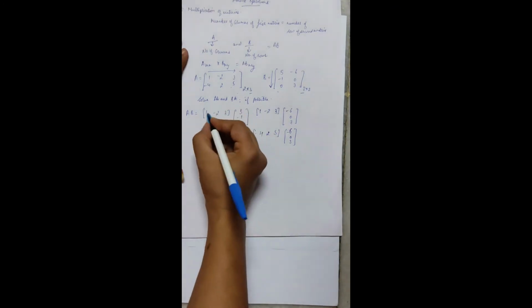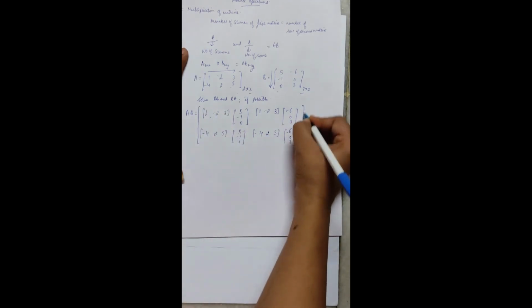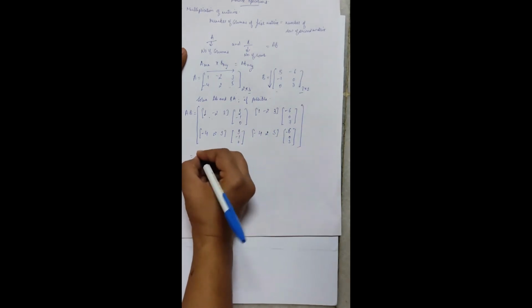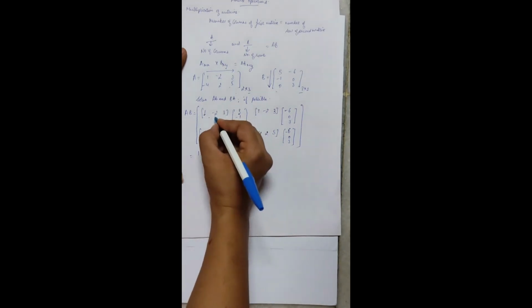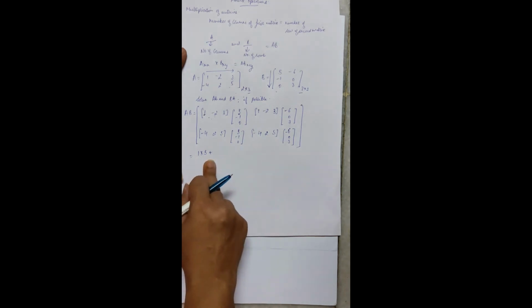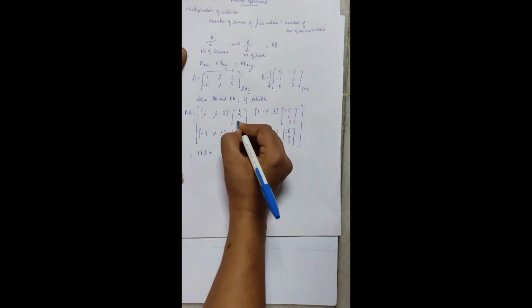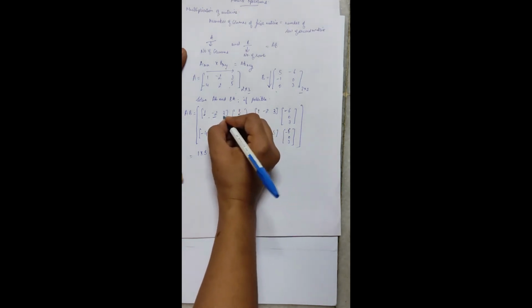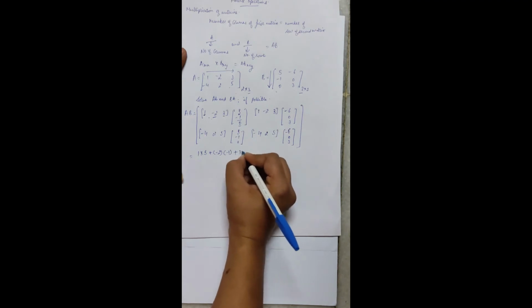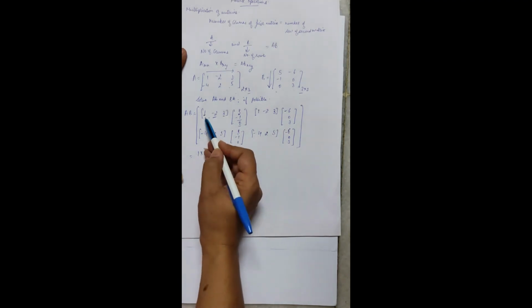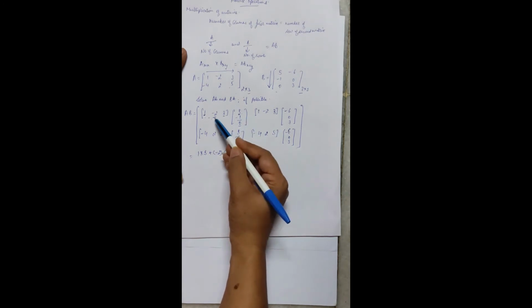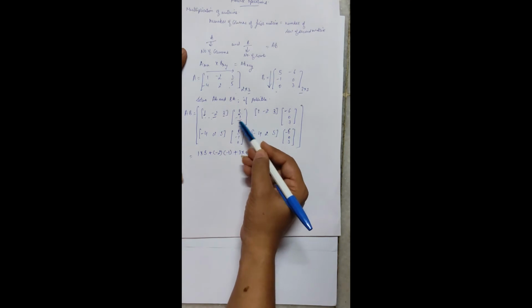This is my whole matrix. This way I will get 1 into 5, then plus sign, always use the plus sign. So minus 2 into minus 1, and plus 3 into 0. So the first element of the row into the first element of the column, the second element of the row into the second element of the column, and the third element of the row into the third element of the column.